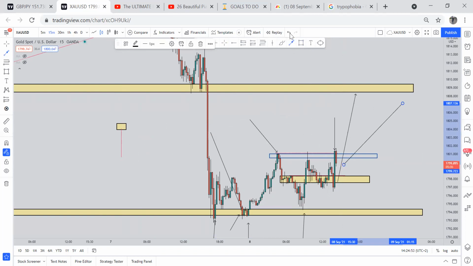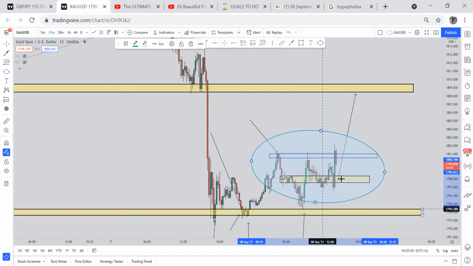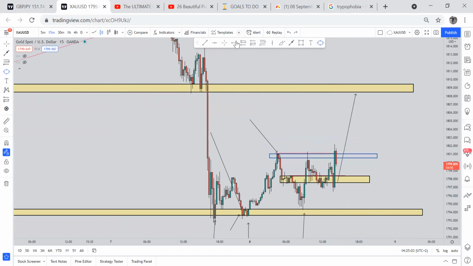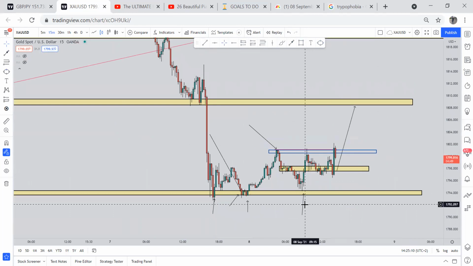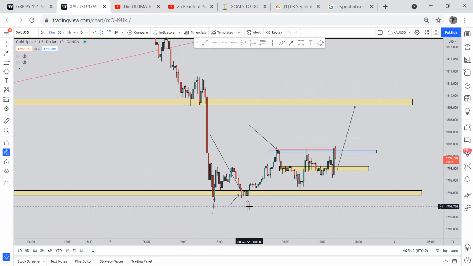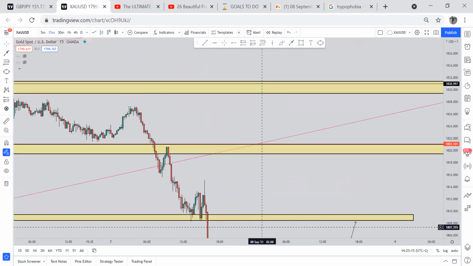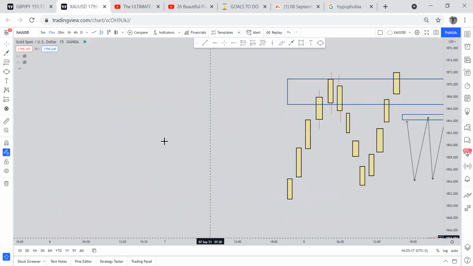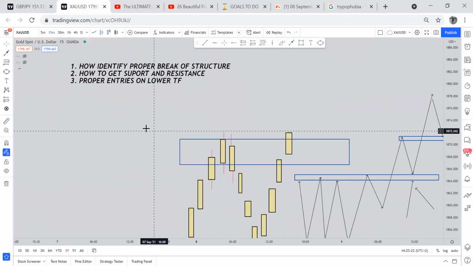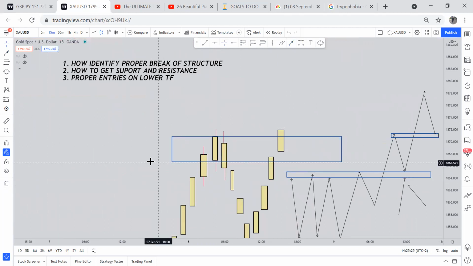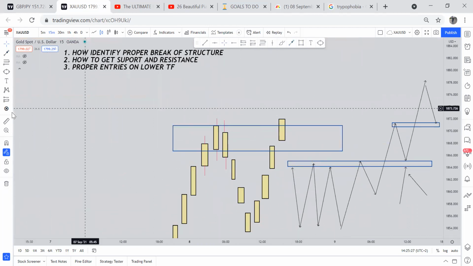So you can see that this is what we call structure, but it's not picture perfect. As you can see, there's a lot of manipulation happening in the structure. But once we are able to identify the structure in these types of scenarios, you're going to be able to be a consistent and successful trader. So now, going back to the last question I think we have: how to identify proper entries on lower time frame, while you have already identified the trade on bigger time frame.